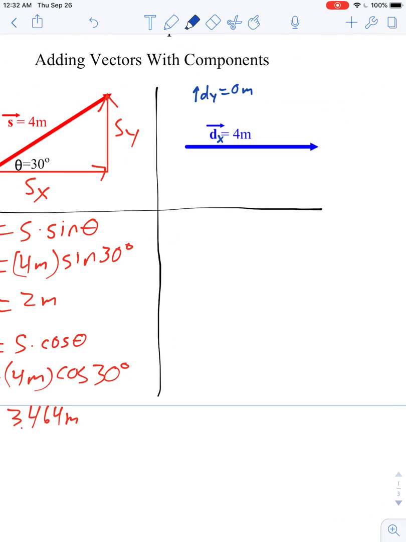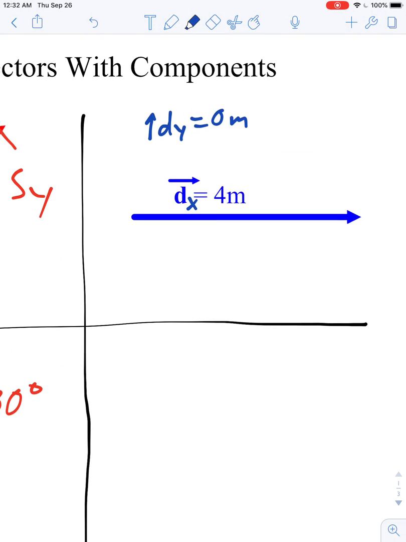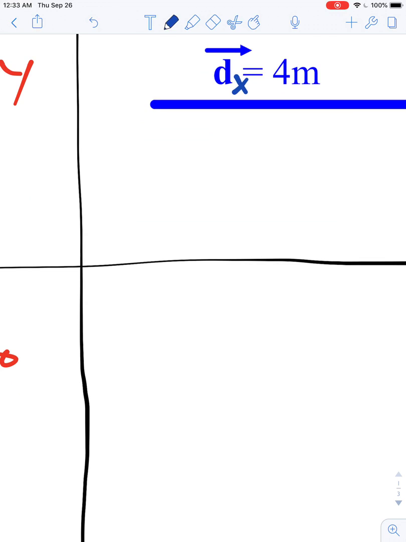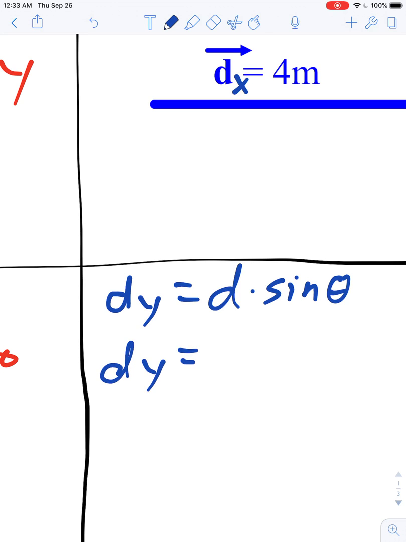Okay, so if I look over at vector D, I already do have my components. If you need to see the math on why dy is 0 and why dx is 4, that's no problem. We can do that too. So I'm just going to switch over to blue. All right, so by the same process, my vertical component of D is just the original vector times the sine of the angle. Okay, and so if I subbed in, dy would be equal to 4 meters times the sine of 0 degrees.